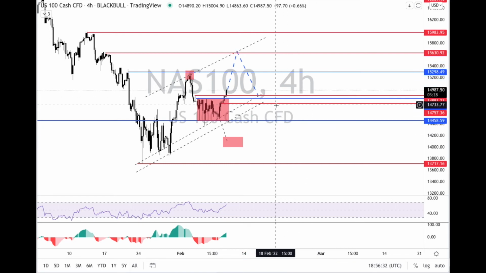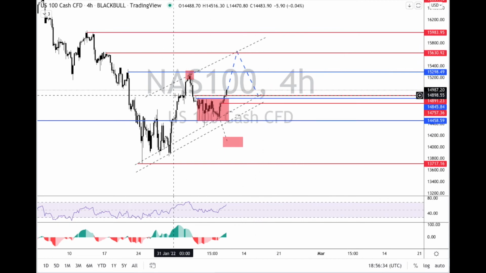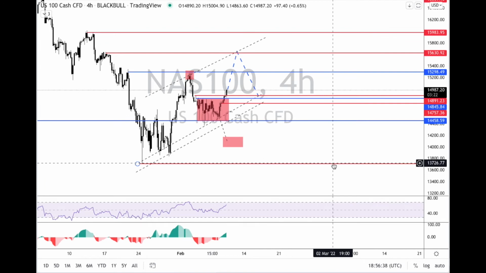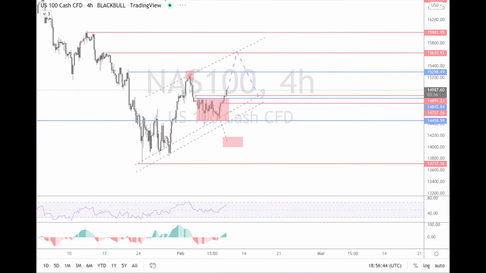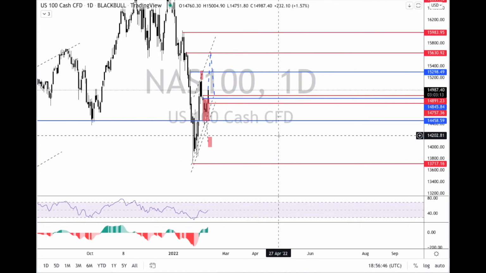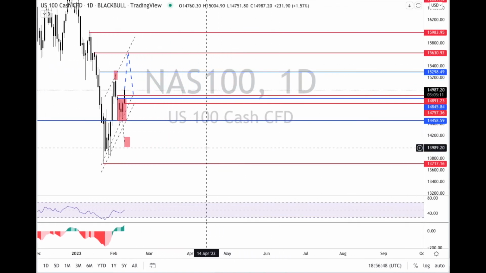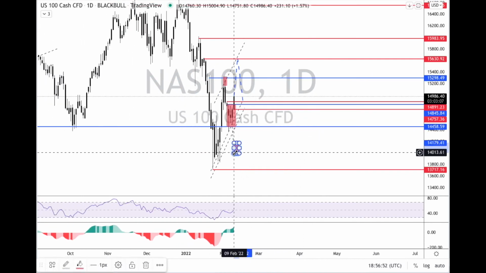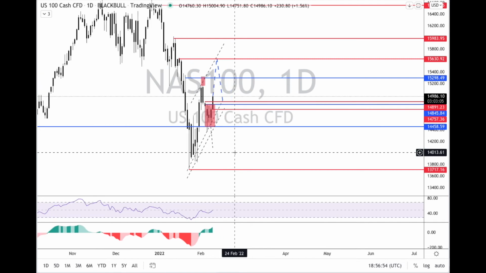Doesn't this look right? And if it breaks this structure over here, guess where it's coming? Right down here to this zone right here, and we pick up some more. Let's look at it on a day and let's see how it looks. Yeah, it looks clear, my friends. It looks fantastic.